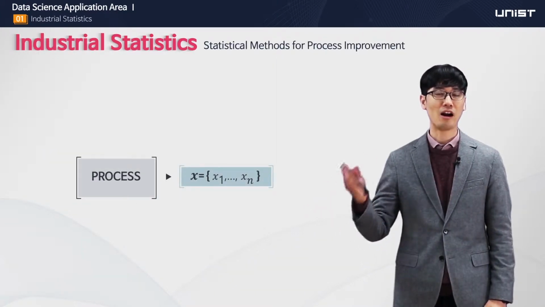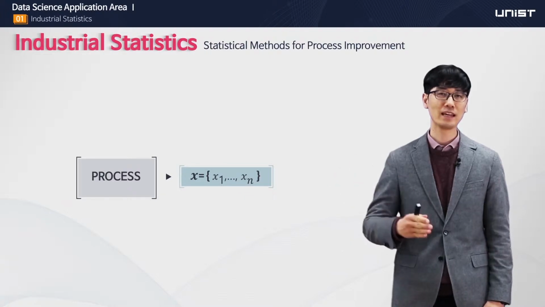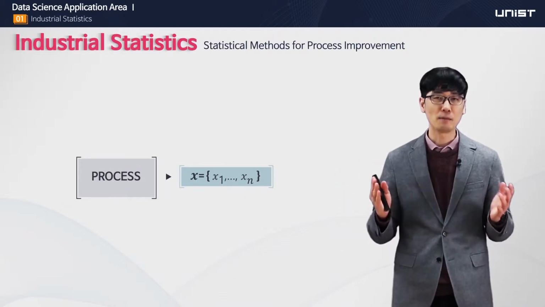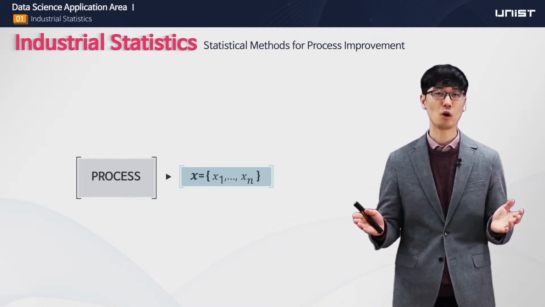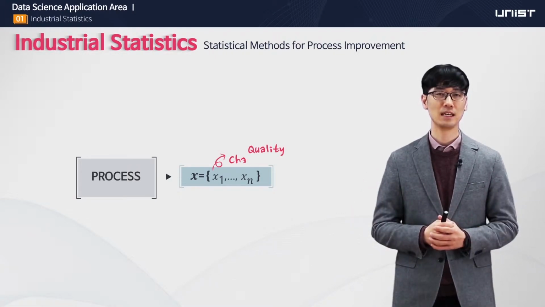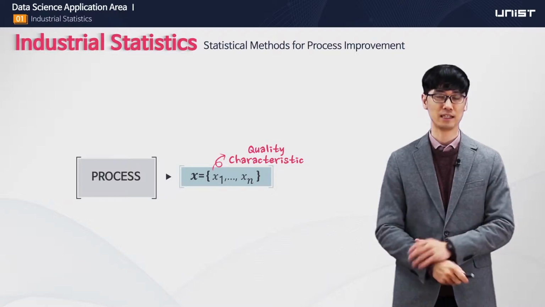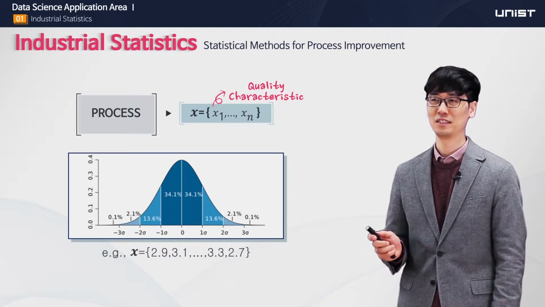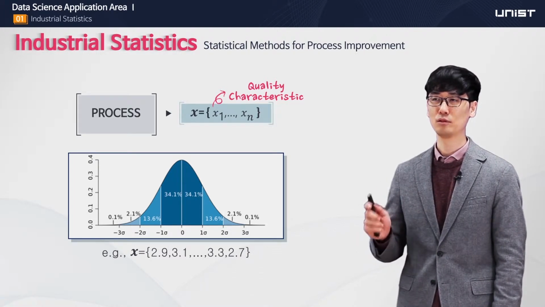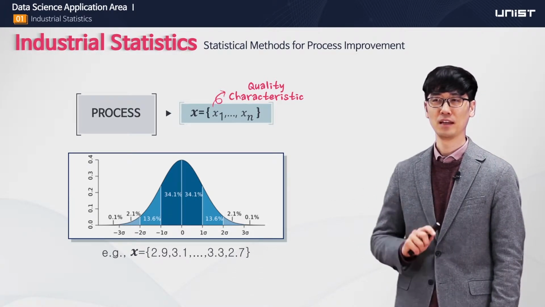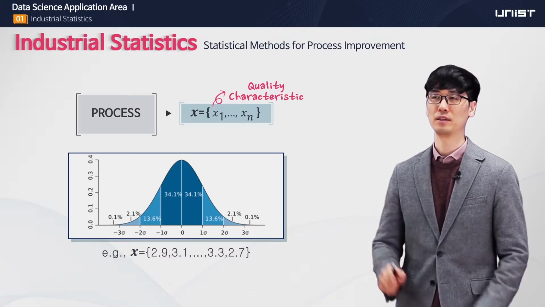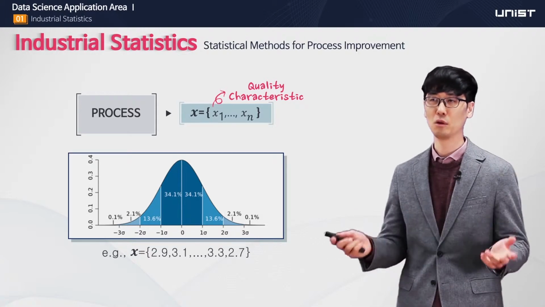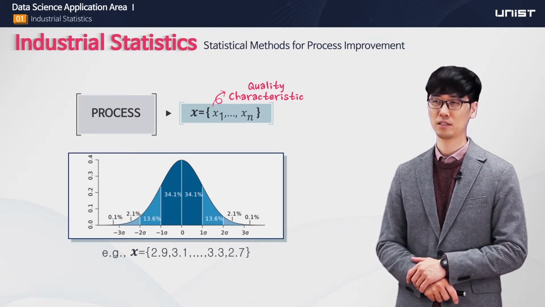Suppose that there are n observations generated or collected from a process of interest. These observations are the output of the process, and sometimes it is called the quality characteristic. Bold X is a vector with n values and represents a sample whose size is n. Since there exists inherent variability, those n values are not identical, even though they are collected from the same process.